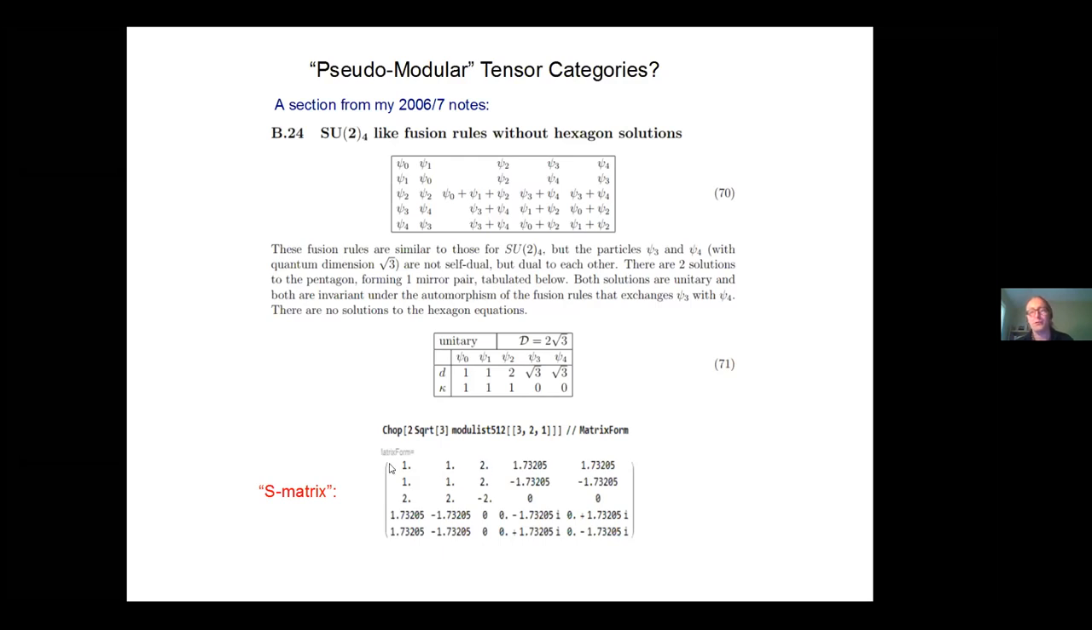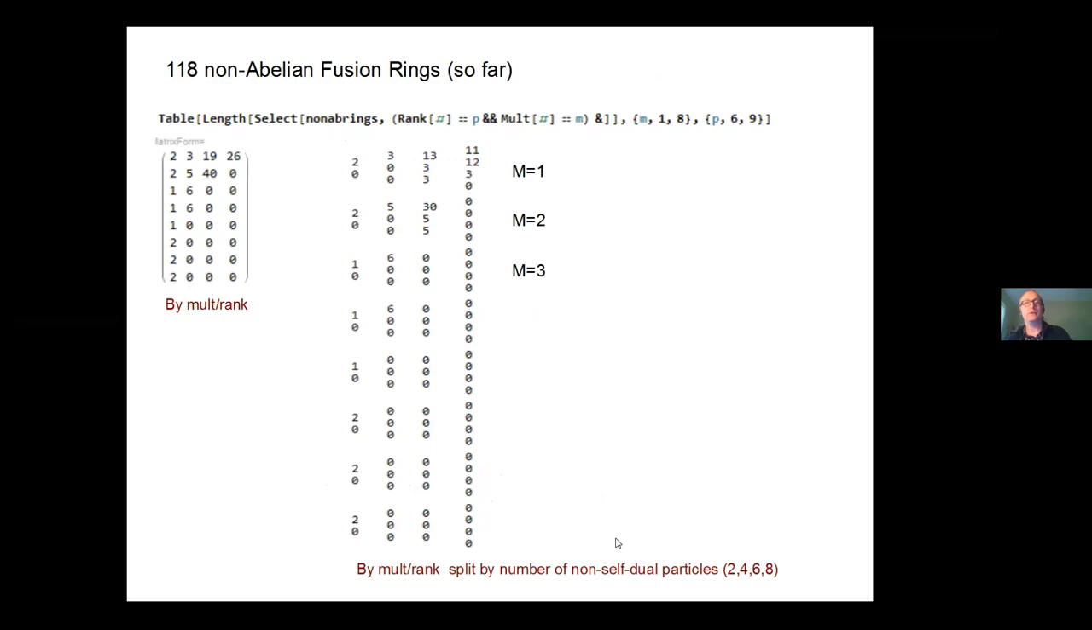I plotted two times square root three times the S matrix, the total quantum dimension times the S matrix here, just to make the numbers more recognizable. 1, 1, 2, square root 3, minus square root 3 here, and then minus square root 3 i here. This is a complex number because it's not self-dual, so it can't be a real matrix. Okay, so that's one thing that we run into.